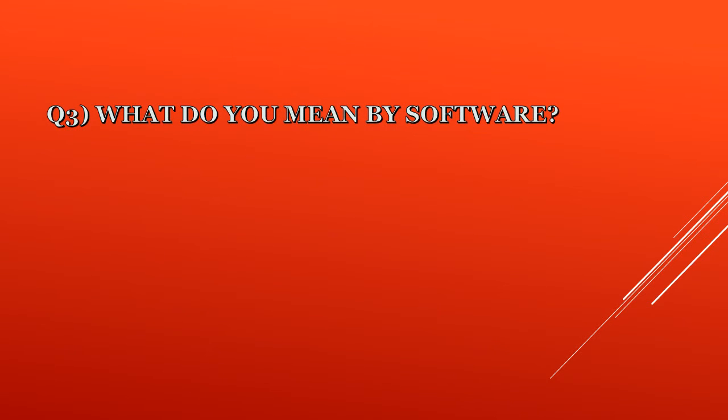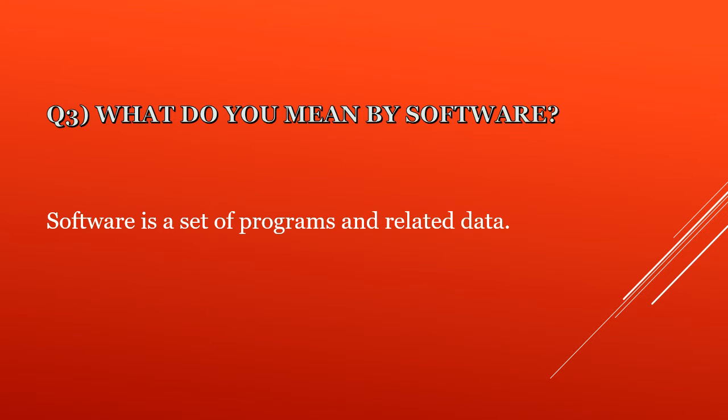Question number 3. What do you mean by software? Software is a set of programs and related data that are used to give instructions to the hardware. Or indirectly, we can say software directs and guides the operation of a computer system. We cannot touch software as we can do with the hardware.